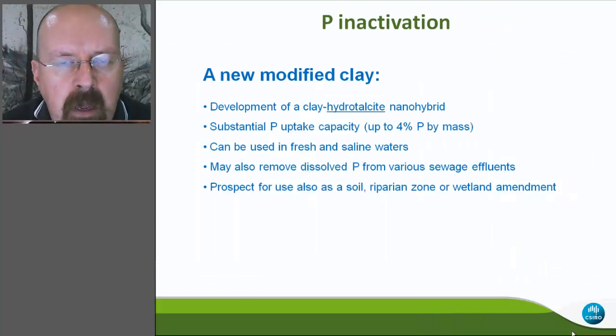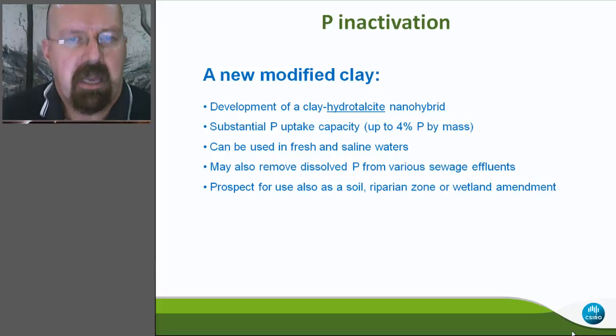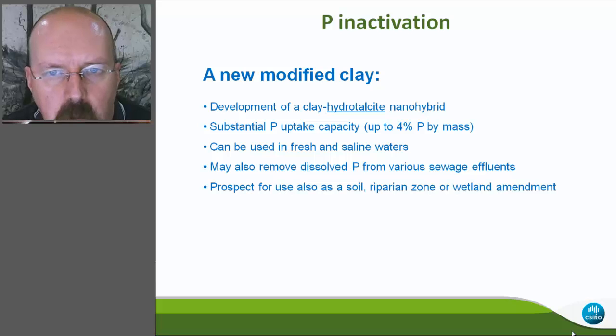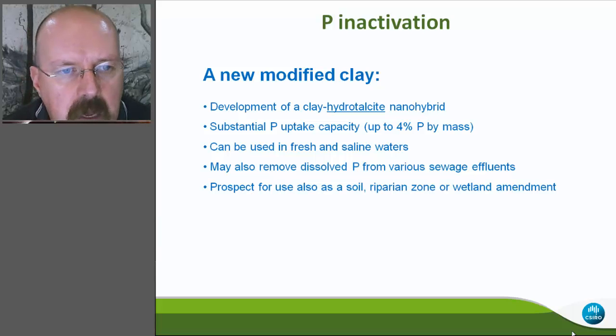Right, I'm going to talk now in quite detailed fashion about P inactivation, and in particular a new modified clay that I've developed over the last couple of years. Now, what I've termed this is a clay hydrotalcite nanohybrid. This nanohybrid clay has a substantial P uptake, around about 4% P by mass when the production of it is optimised. So very, very high phosphorus uptake capacity. In fact, substantially higher than virtually any other material that I'm aware of.